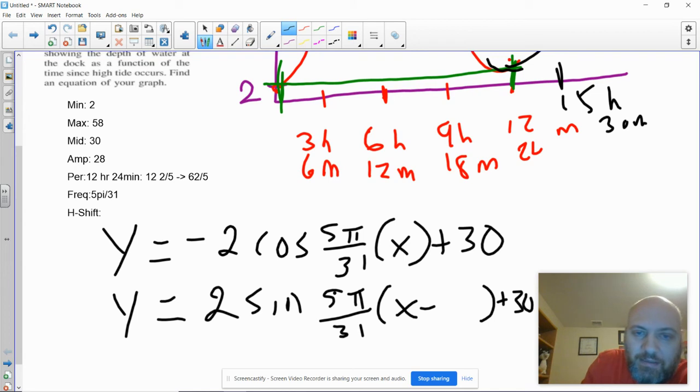3 hours and 6 minutes would be 3 1/10, so 31/10, sorry, would be my horizontal shift. 3 1/10 hours. So those would be the two equations that would represent the first graph.